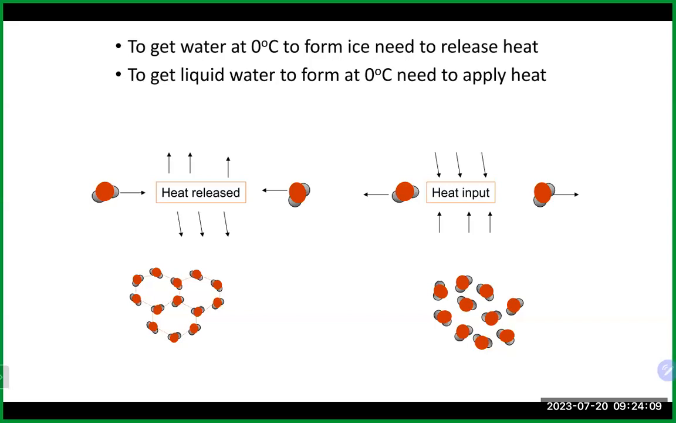Now, to get water at 0 degrees, we need to release the energy. To get liquid at 0 degrees, we need to apply energy. So obviously, much like I think we probably talked about before, going from solid to liquid, that's an endothermic process, putting energy in. If we're going from liquid back to solid, that's an exothermic process, which would be a negative value for energy, and that is releasing the energy.